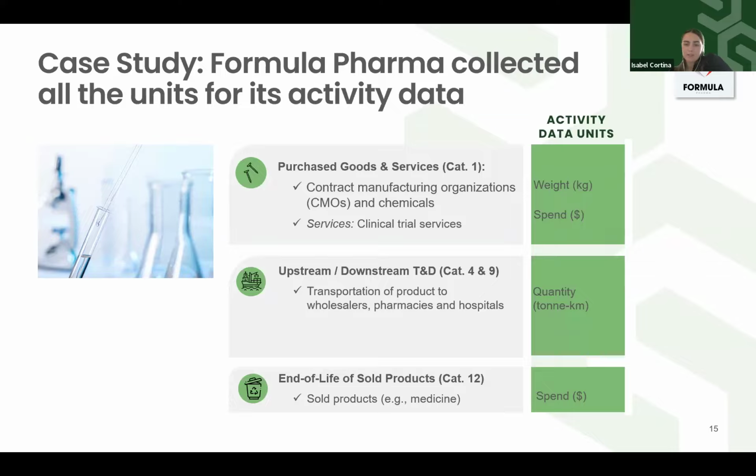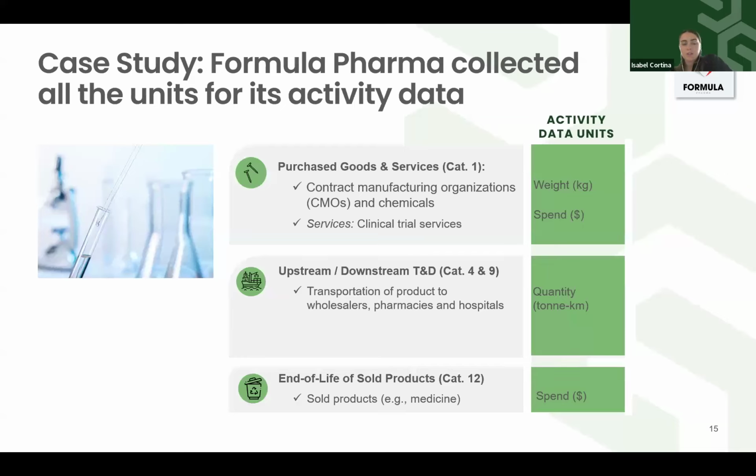Another category that's relevant to their Scope 3 emissions is both upstream and downstream transportation and distribution. Those are categories 4 and 9, which really are made up of transportation of products to wholesalers, pharmacies, and hospitals, and their end-of-life treatment of sold products is really what happens to their products after they leave the facility, namely the medicines that they produce.